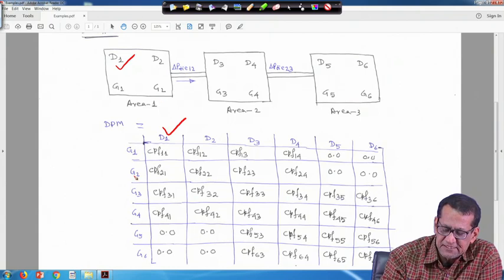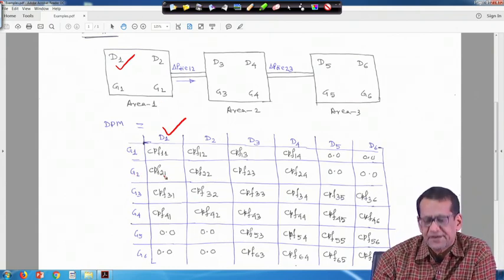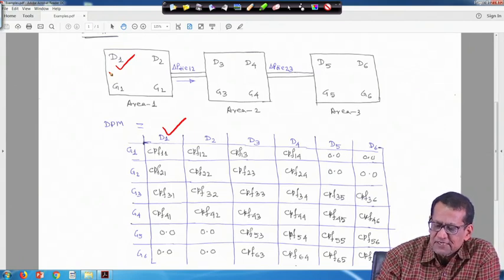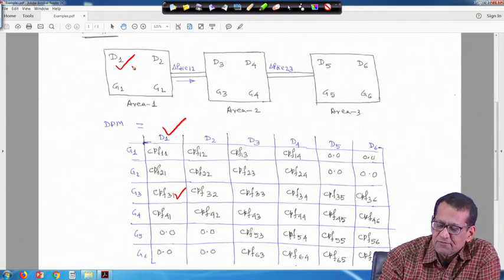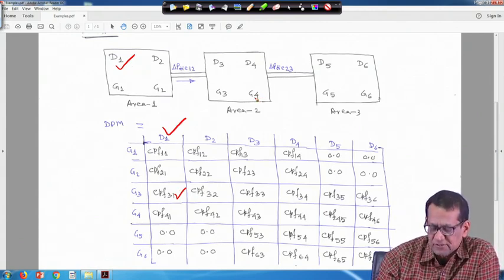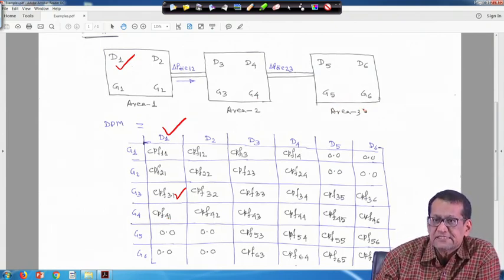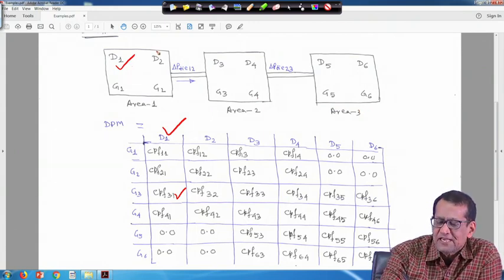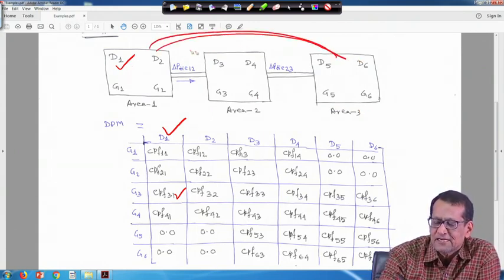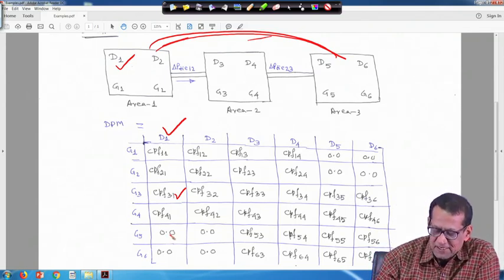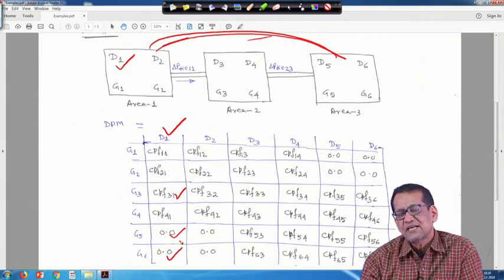D1 also can have contact with GENCOs in the same area, G2, so CPF 21, right. Similarly, this distribution company has contact with GENCO 3, that is why CPF 31 is there. Similarly, it may have contact with G4, that is GENCO 4, that is why CPF 41. But these distribution companies cannot have any contact with G5 or G6, right, because there is no line here. So, it is blank, not connected. That means this part is 0, this part is 0, right.